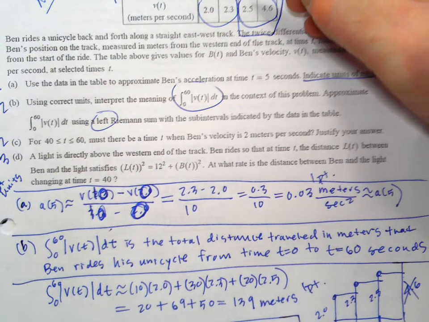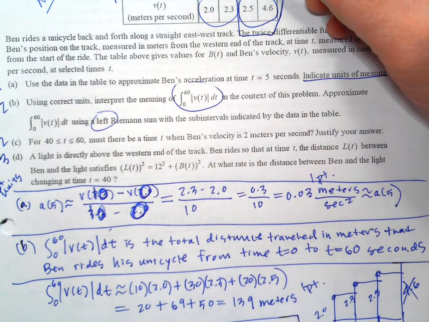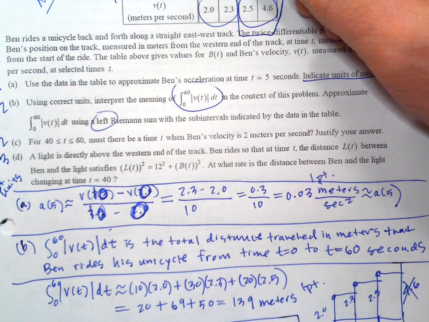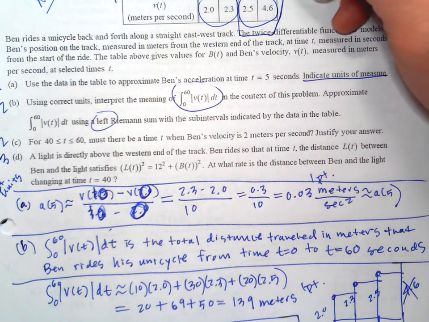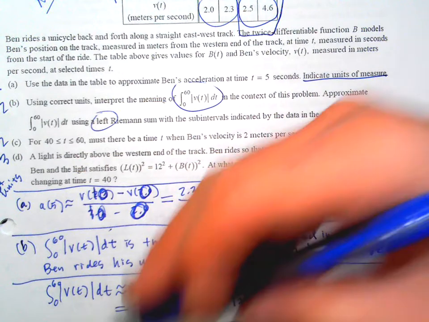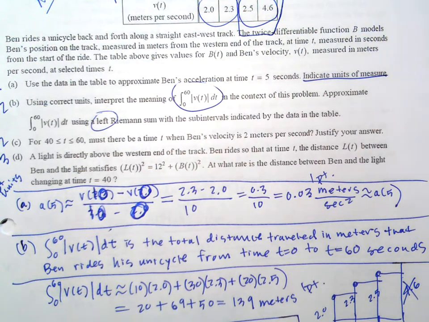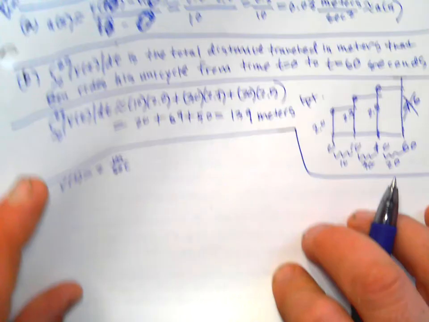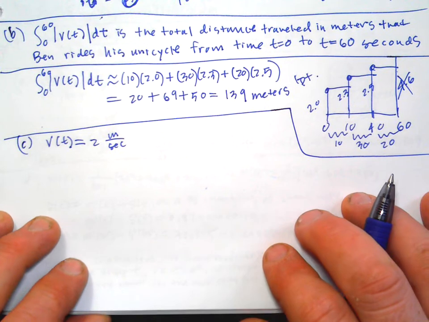Because remember, velocity is a derivative of position. So maybe if we find the average derivative of position, average velocity, if it's 2 meters per second, then remember there's that guarantee in the mean value theorem that the actual value will equal the average value at least once.